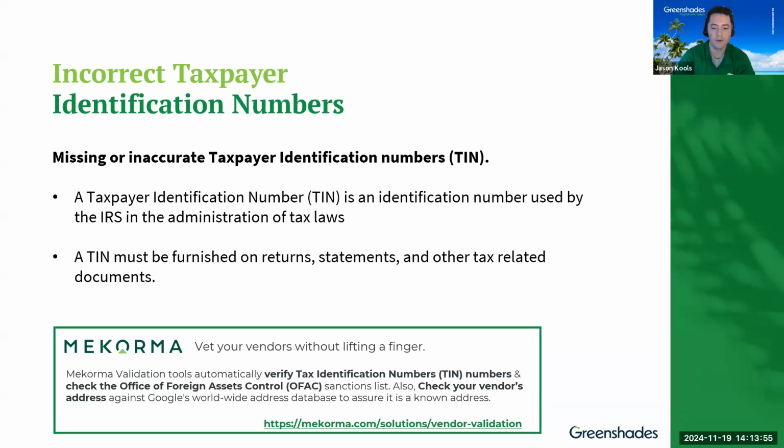Within the GreenShades platform, once that verification comes back from the IRS, if there are any warnings or errors based on your vendor TIN numbers, we will provide you with a warning and give you the opportunity to make that correction within GreenShades, making your forms compliant. On that topic as well, we also partner with Mcorma for instant verification of SSN numbers and TIN numbers.